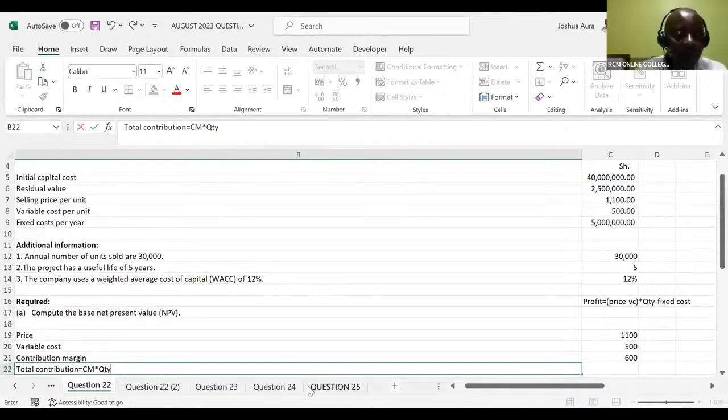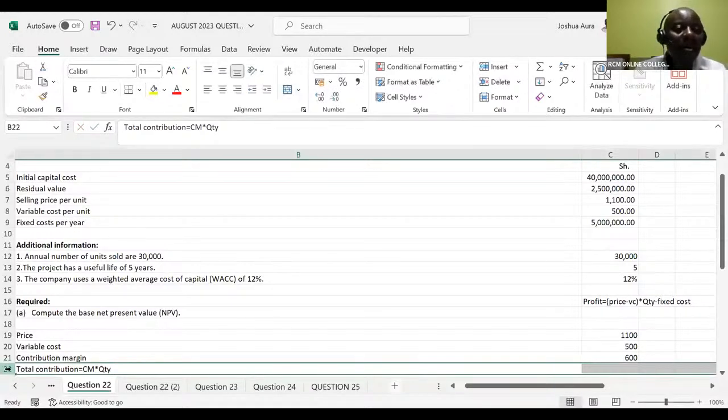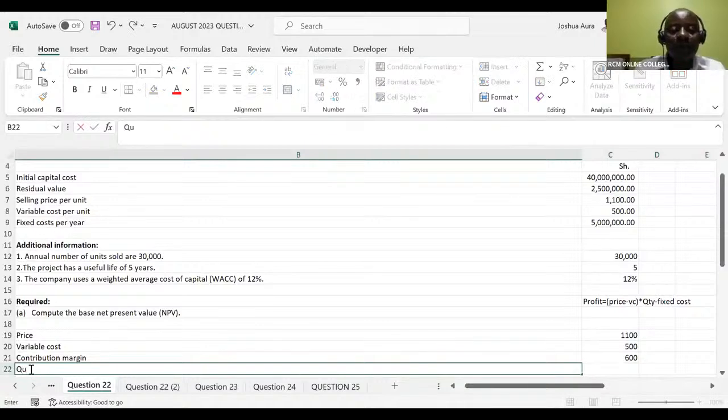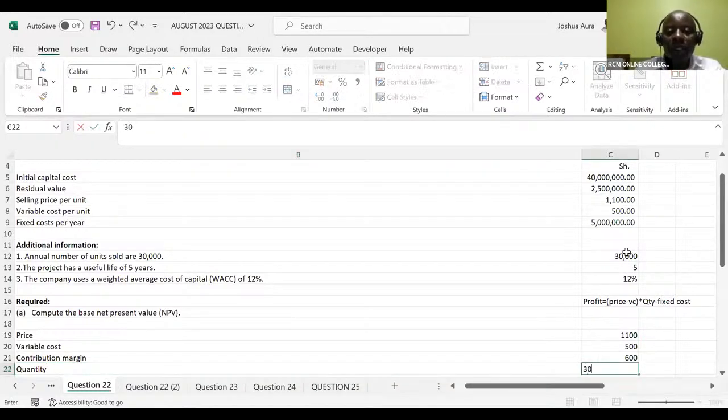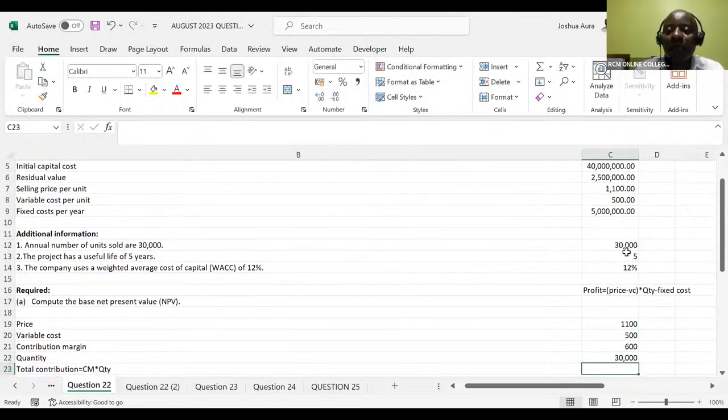Now, ladies and gentlemen, I would want to go back a little bit here and add a new row. So I'll say Control Shift, add. I just want to insert quantity here. The quantity has been provided somewhere. The annual number of units sold is 30,000. So quantity is 30,000. You simply write there 30,000, so that now you can come here and get the total contribution.